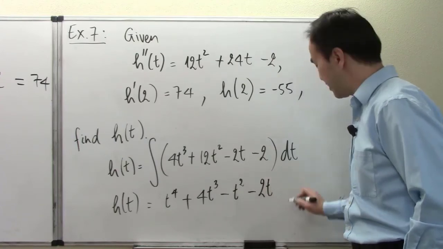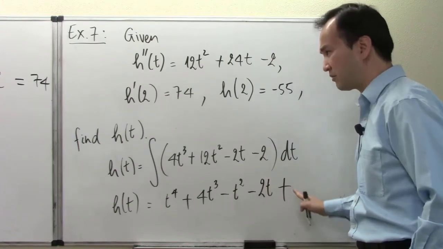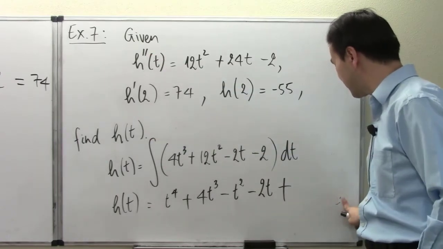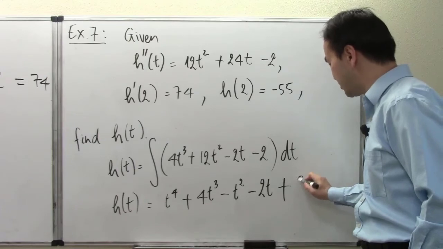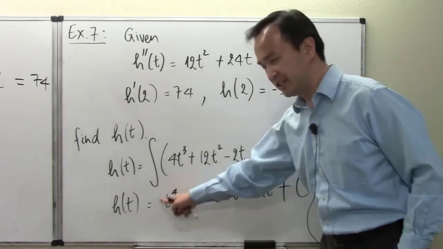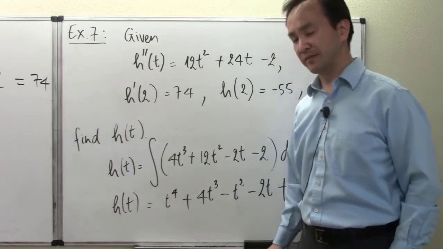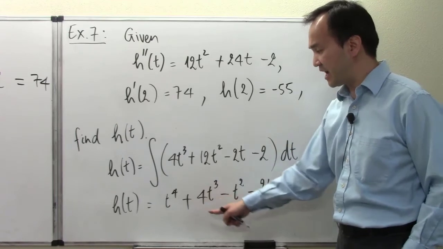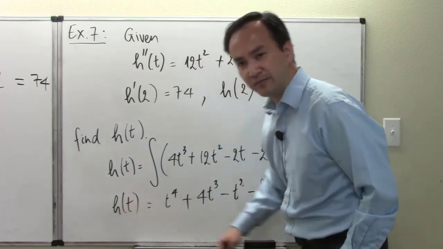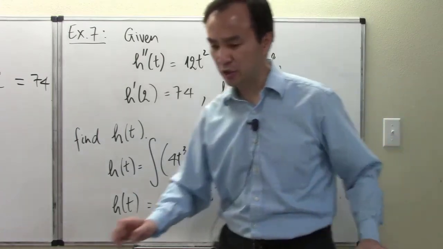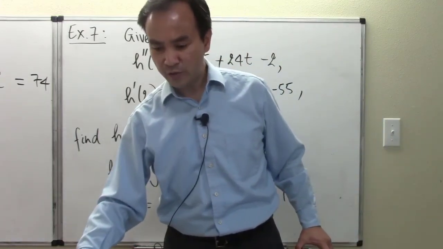And don't forget, we need to add a different constant. I don't want to use a c again, because c was for the previous step. So how about we call it k? K or c, or sometimes m or n, those are all just a constant that we added to our general antiderivative. So now this is the general antiderivative, indicating our general form of h of t. It's a general solution, but now we need to look for a particular solution that matches the requirements.